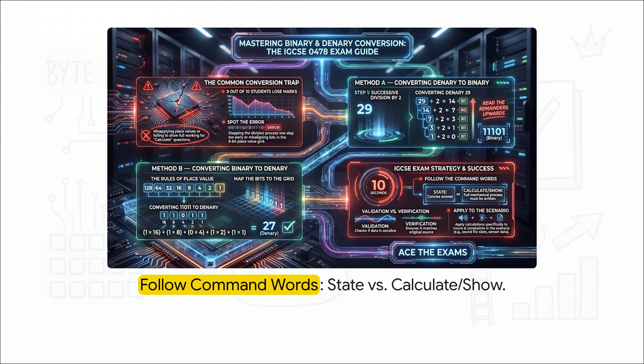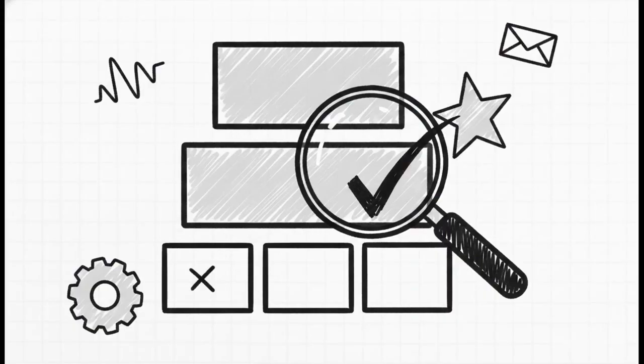But if the command word is calculate or show, just writing down the correct final answer will not get you full marks. You have to actually write out the full mechanical process, your grid, your subtractions, your additions, right there on the exam paper. And here is why showing your work is an absolute game changer.